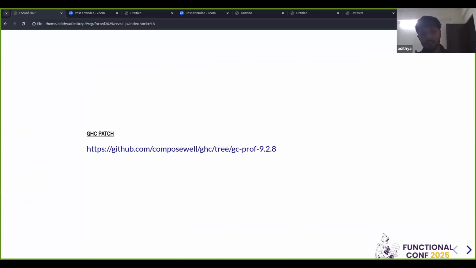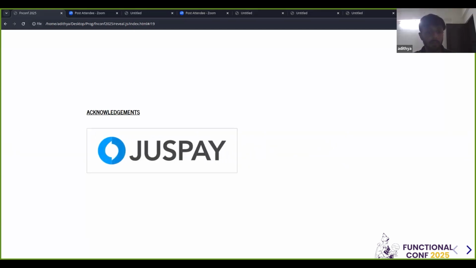So the GHC patch is there, and I will attach the slides on the website. You can look at the patch itself and play with it. There's still a lot of things we need to do with the patch, so you can try to debug some of the memory issues that you have. Most of this work was done while we were working with JustPay. They had some issues with their deployments, and that's where the idea of this tool was born.